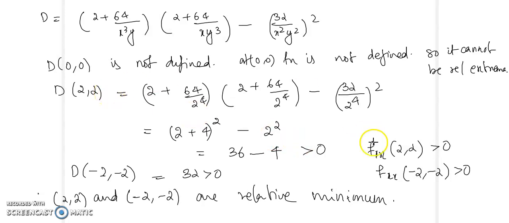So D of (2, 2) is positive, and again f at (2, 2) will be 2 plus 64 by 2 raised to 4, that is again positive. And similarly, when we take D at (-2, -2), all these values will be positive. So therefore, same, you will get 32 again, which is greater than 0, and fxx at (-2, -2) will also be greater than 0. So therefore, by the second partial test, at (2, 2) and (-2, -2) you will be having a relative minimum. So these two are the relative extrema of the given function.